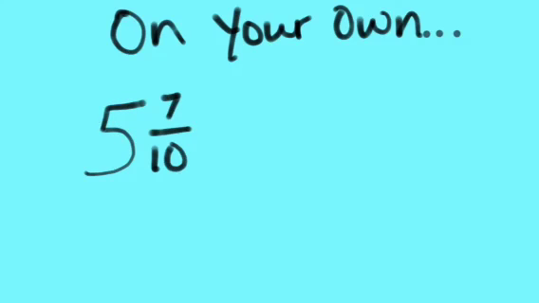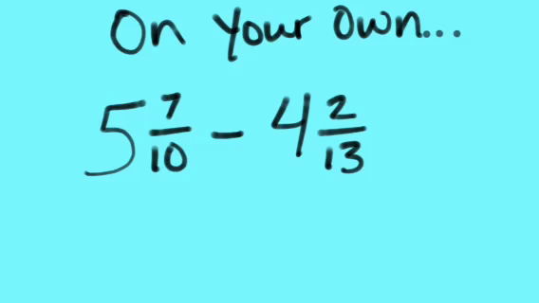So, hope you still have that pen and paper nearby. And let's try a couple on our own. All right, so let's try 5 7/10 minus 4 2/13. Go ahead and pause the video now once you have that written down. Go ahead and estimate those mixed numbers and see what you come up with.